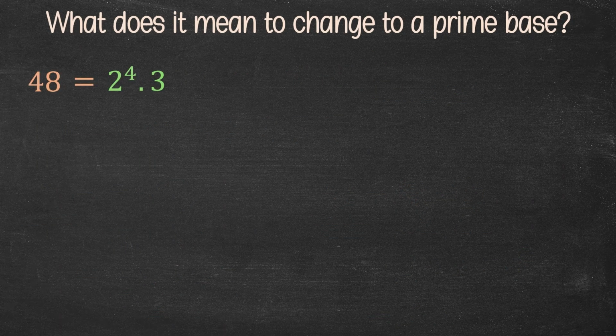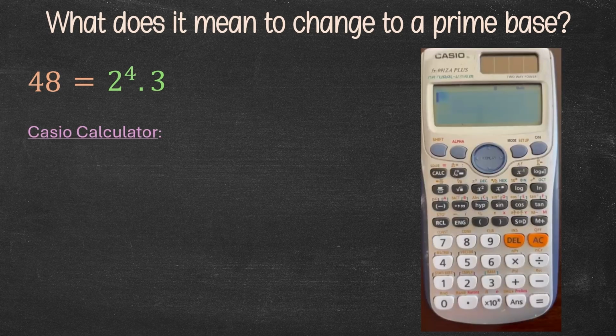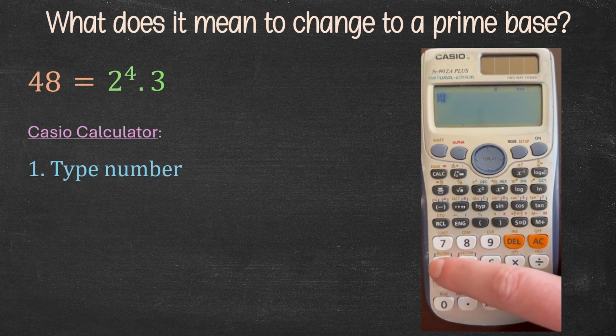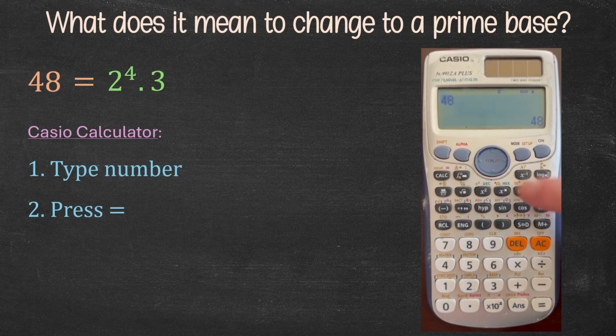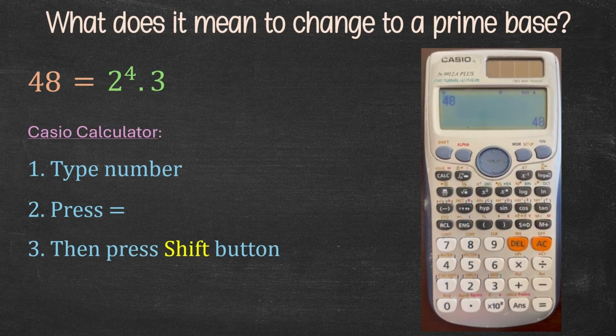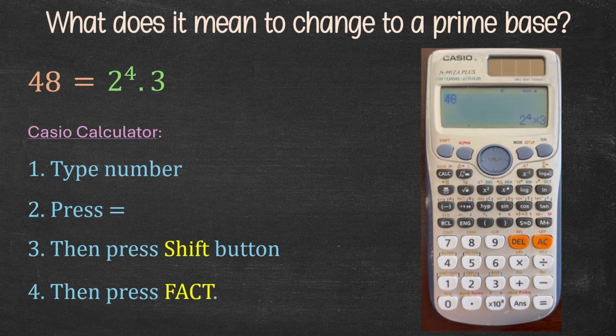If you are allowed to use a calculator in your test or exam, you can use your calculator to find the prime factorization of a number. For a Casio calculator, you can follow these steps. First, type in the number, and in this example, we type in 48. Then press the equals button. After that, press Shift, and then press the button that says Fact. The calculator will now show 48 as a product of prime factors. It is the same answer worked out previously.